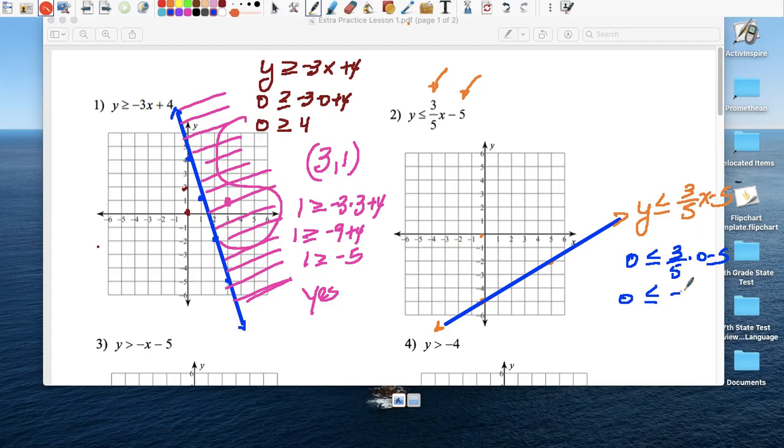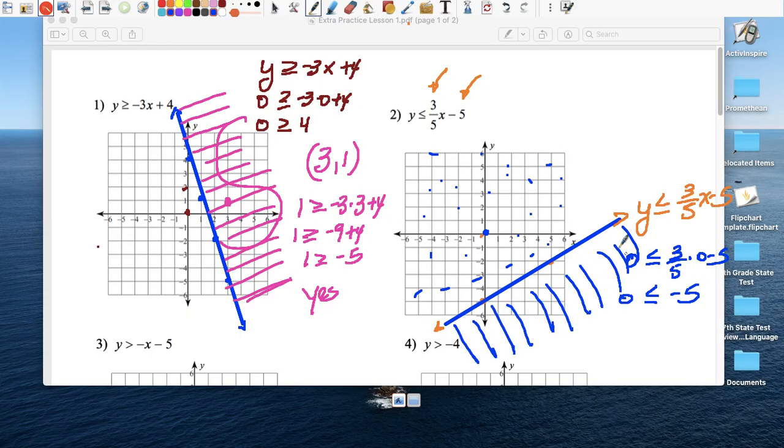0 is less than -5? Is 0 less than -5? No, it's not. So this point again, 0, 0, does not satisfy this inequality, which means these points here will also fail. So we don't want this side. We actually want this side. So points on this side of the line, including points on the line, will satisfy the inequality. Okay, and then let me put a big S. There you go. That's it.